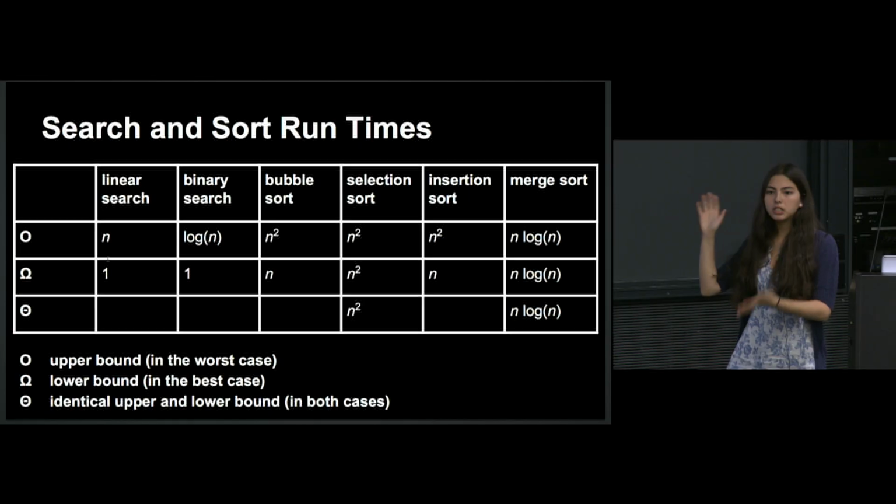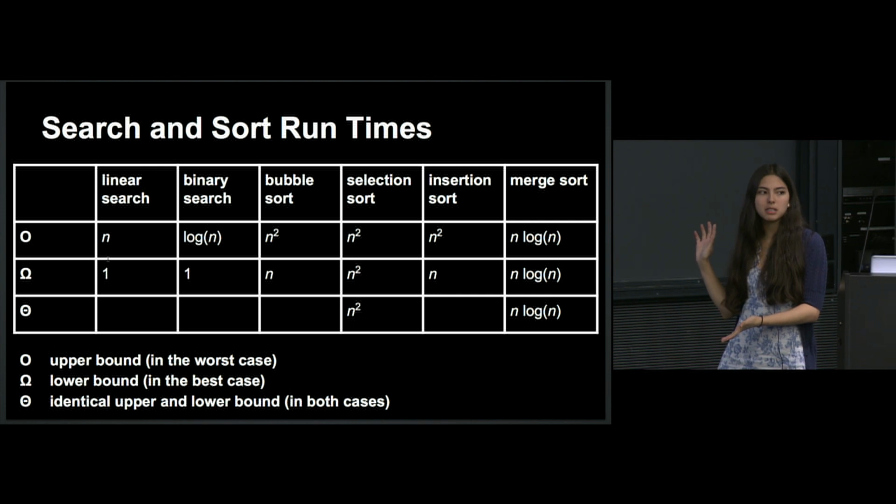OK? And then merge sort, which is the fastest sort that we've covered in CS50. Know that the main algorithm is this idea of breaking into sorted pieces and then merging together these sorted bits. And that'll get us n log n. Any questions on searches and sorts before I pass it on?